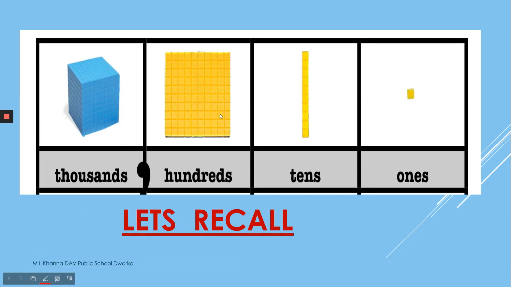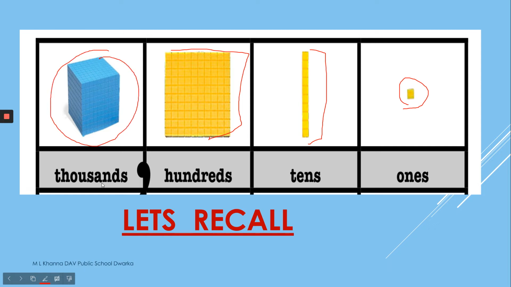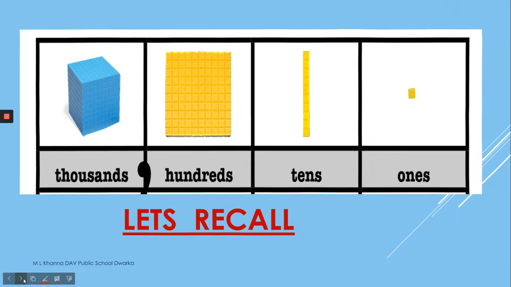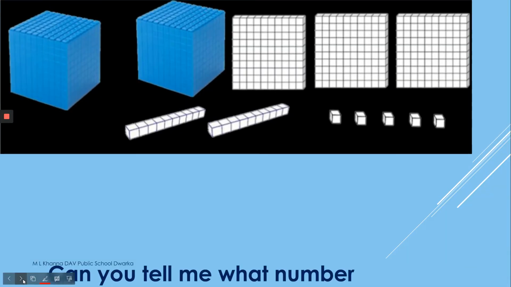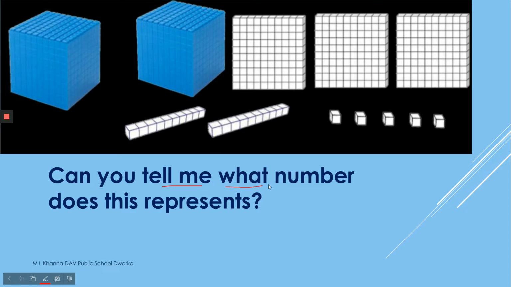Now let's recall. This represents ones place. This represents tens place. This slab represents hundreds place. And this big cube represents thousands place. Now children, look at this picture. Can you tell me what number does this represent? Yes, come on, think. Very good. This represents the number 2325.